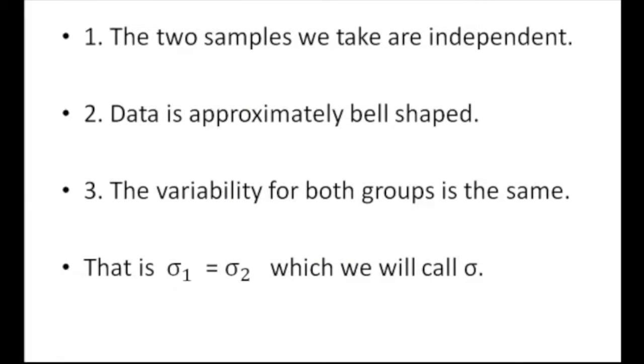We make the following assumptions for our data. The two samples we take are independent. Data is approximately bell-shaped, and the variability for both groups is the same. That is, sigma 1 is equal to sigma 2, which we will call sigma.